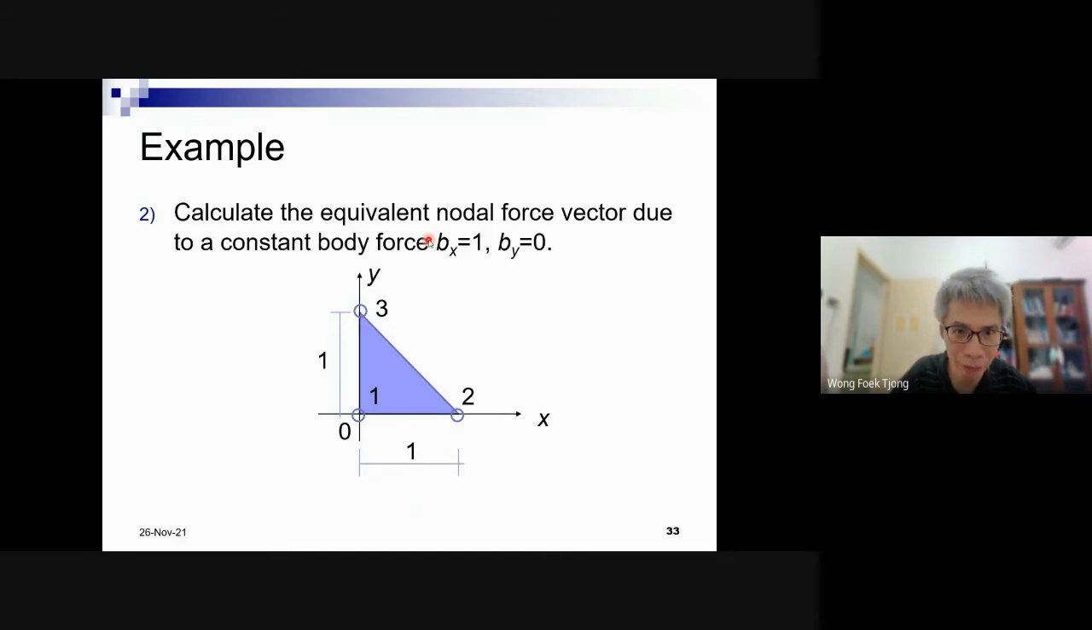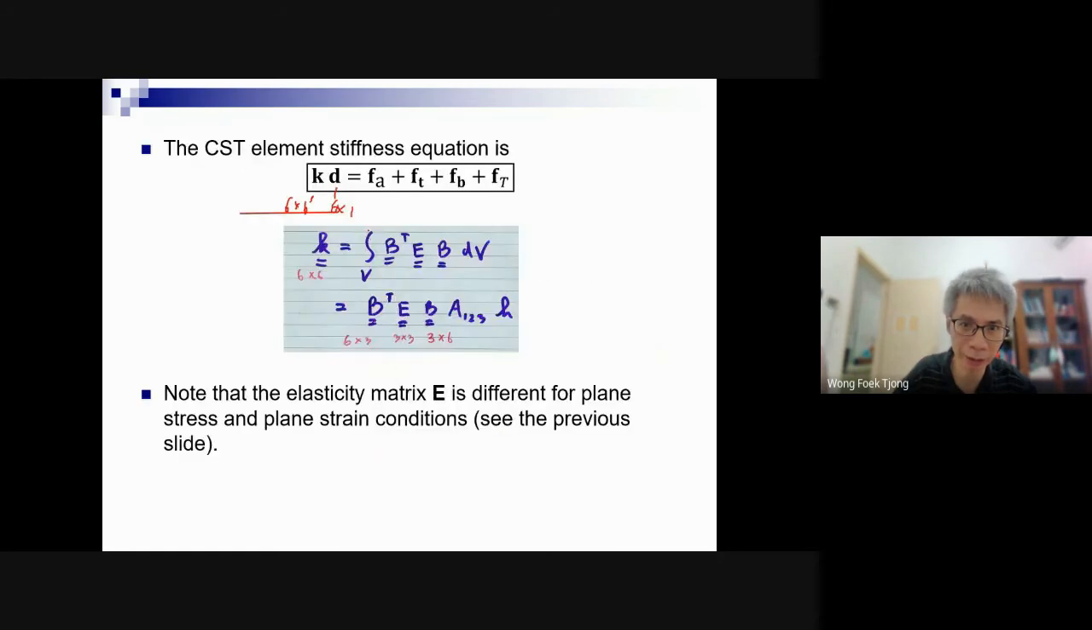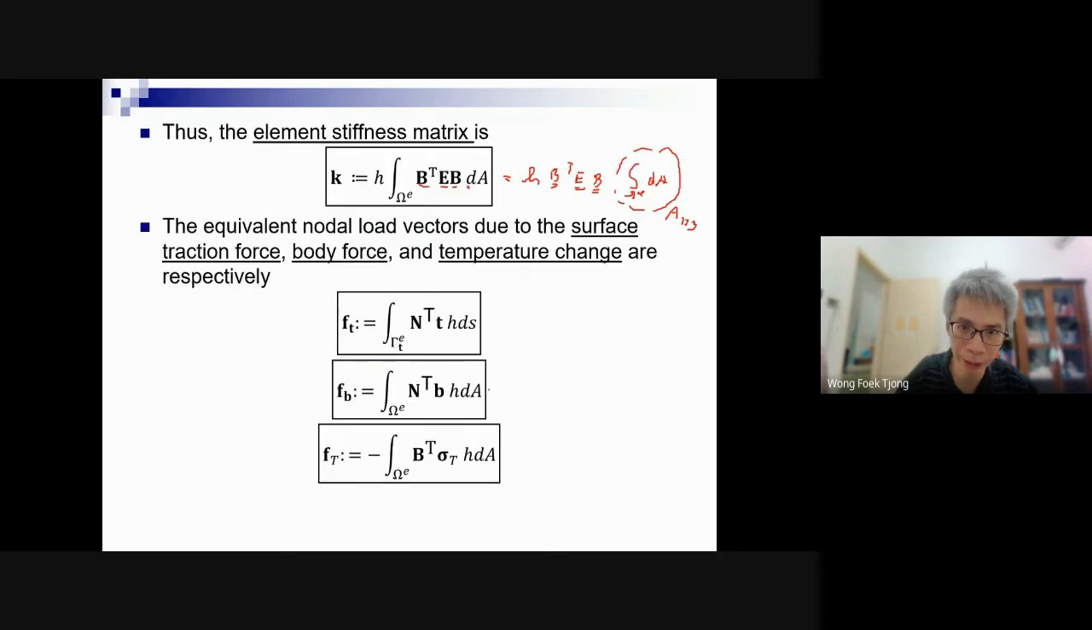Well, the second question. Suppose that this element is subjected to a body force with this component. So we have a body force vector where the components are 1 and 0 in x and y. Then calculate the equivalent nodal force due to the body force. It means we are asked to calculate this one, and the formula is given by this.